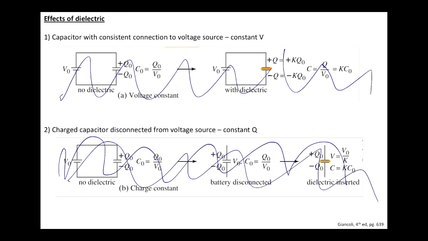Instead, I want to point out a couple of things here. Notice, number 1 is a capacitor with a consistent connection to a voltage source. In the case of a capacitor that's always connected to a battery or some other source of voltage, whatever that voltage is across the capacitor plates is going to be held constant. That battery has a chemical reaction inside that's able to maintain the potential difference. So no matter what I do with the capacitor in that configuration, V is going to stay constant.